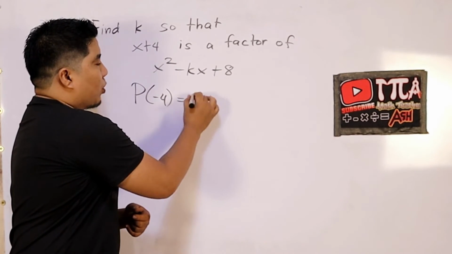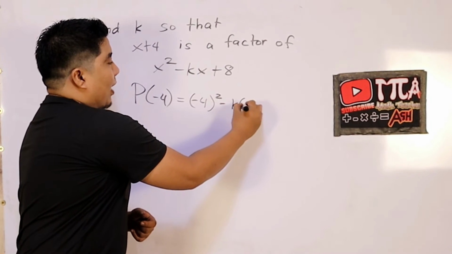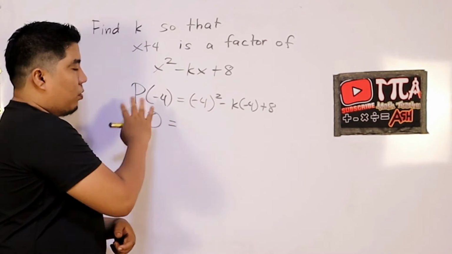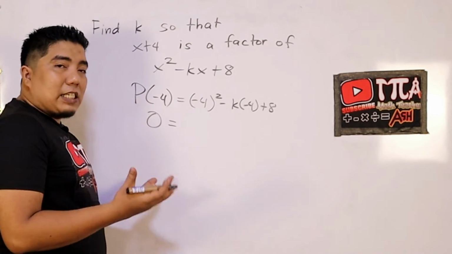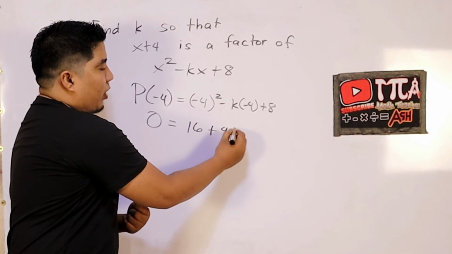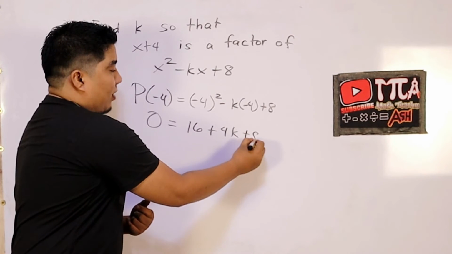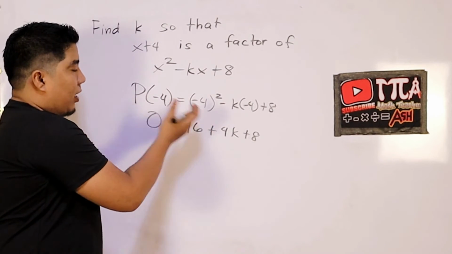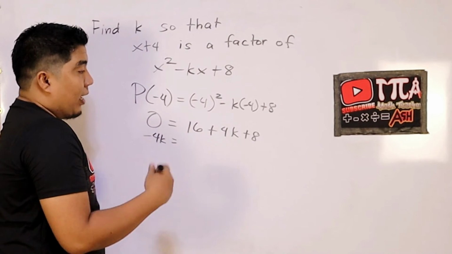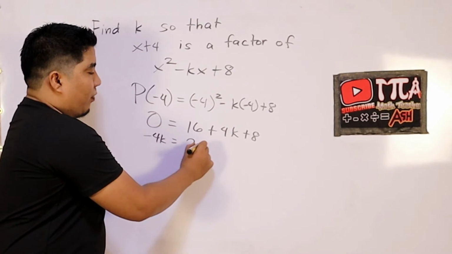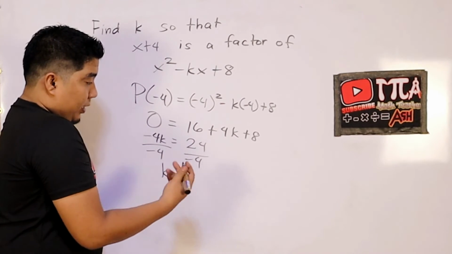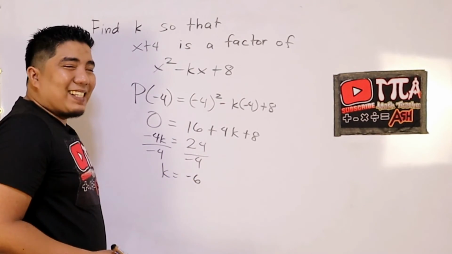So we have negative 4 squared minus k times negative 4 plus 8. And then we equate this to 0 so that it satisfies our factor theorem. So this will become 16 plus 4k plus 8. And then we transpose our 4k on the left side, so giving us negative 4k equals 16 plus 8, and 16 plus 8, that is 24. Divide both sides by negative 4. So our k is equal to negative 6.